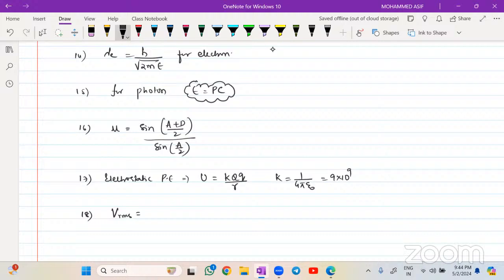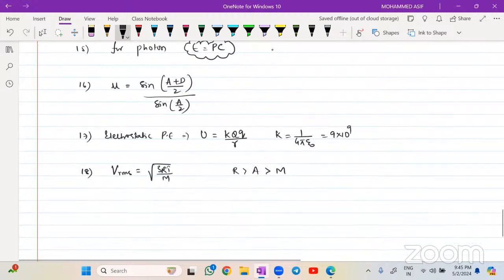VRMS is equal to under root of 3RT divided by capital A. Clear? And try to remember that R is greater than A is greater than M. RAM, RAM, याद रखें. Root mean square velocity is greater than average velocity, and average velocity is greater than most probable velocity. Clear? R is RMS velocity, A is average velocity, and M is your most probable velocity. Clear, beta?